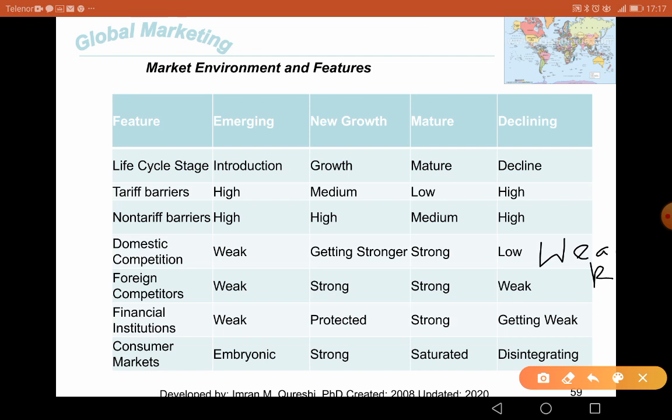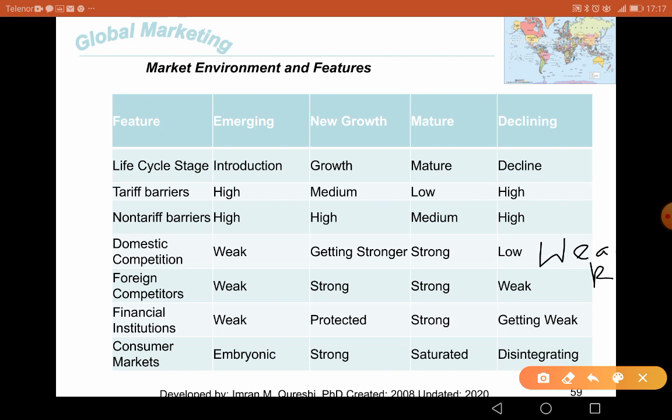In financial institutions, in emerging markets they are weak. Okay, in new growth markets, they are protected. In mature markets, the financial institutions are strong. And in a declining situation, the financial institutions will start to get weak as well.